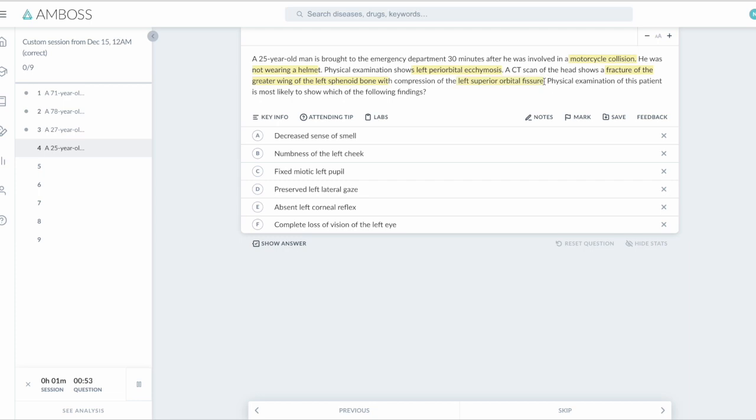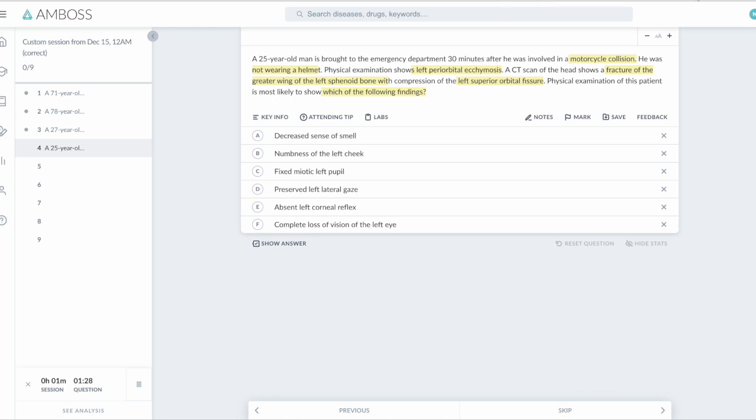Now the clue here, guys, in this question is the superior orbital fissure, because this question needs you to know the structures going through this anatomical foramen in order to find out what the patient might complain of. So on physical exam, this patient is most likely to show which of the following findings. Is it decreased sense of smell, which would be of the olfactory nerve, or numbness of the left cheek, which would be of the maxillary nerve? This needs you to know the structures going through the superior orbital fissure, guys.